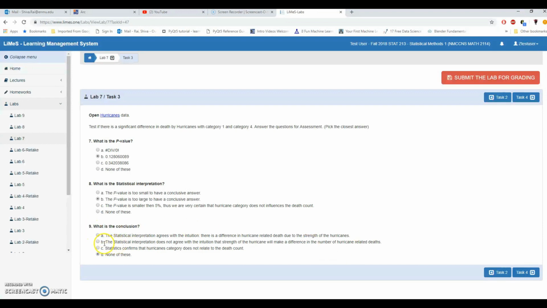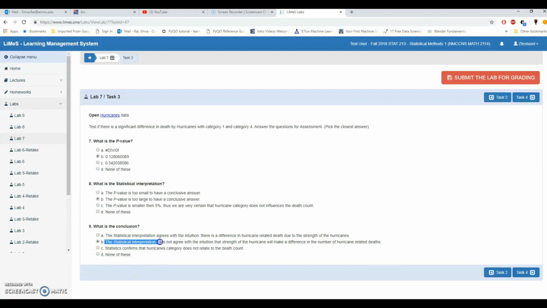No, the statistical interpretation does not agree with the intuition that strength of the hurricane will make a difference in number of hurricane related deaths. So that might be a correct answer. Statistics confirm that hurricanes categories does not relate to death count. No, it's not that. It doesn't say that, it doesn't confirm anything. Okay, so B would be the correct answer.